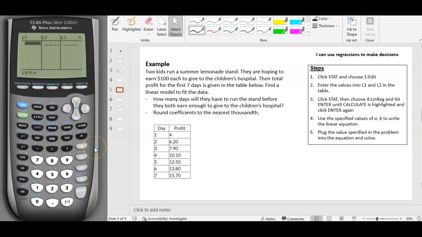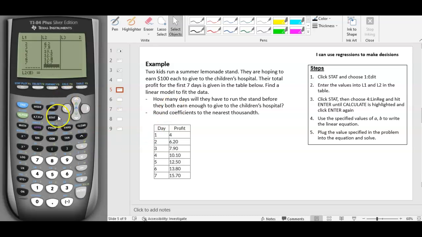Okay, so in L1 we have our days, so we have 1, 2, 3, 4, 5, 6, 7. Profit is 4, 6.2, 7.9, 10.1, 12.5, 13.8, and 15.7.